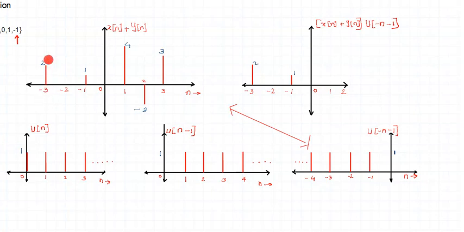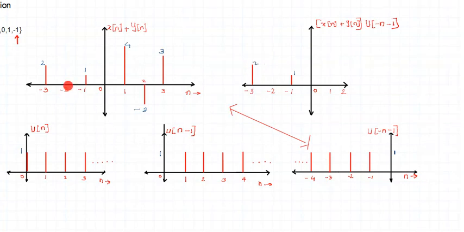The sample at minus 3 is multiplied with the sample at minus 3. Right? What is the magnitude here? You multiply the magnitudes. What is the magnitude at minus 3? It is 2. What is the magnitude at minus 3 here? It is 1. So 2 into 1 is 2. So at minus 3 we get a magnitude of 2. We draw the sample of magnitude 2.